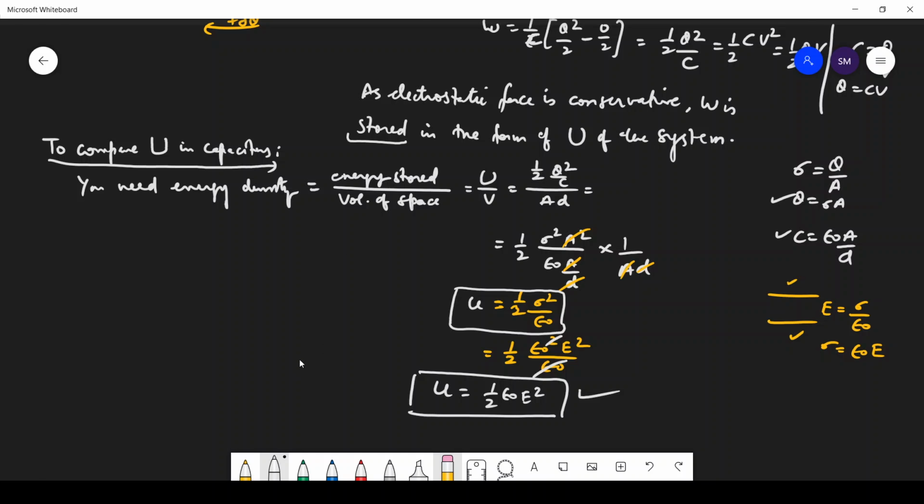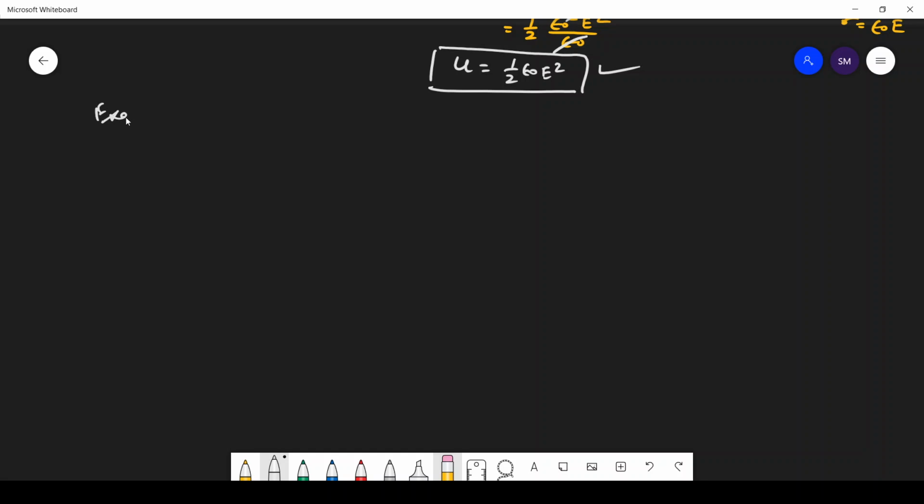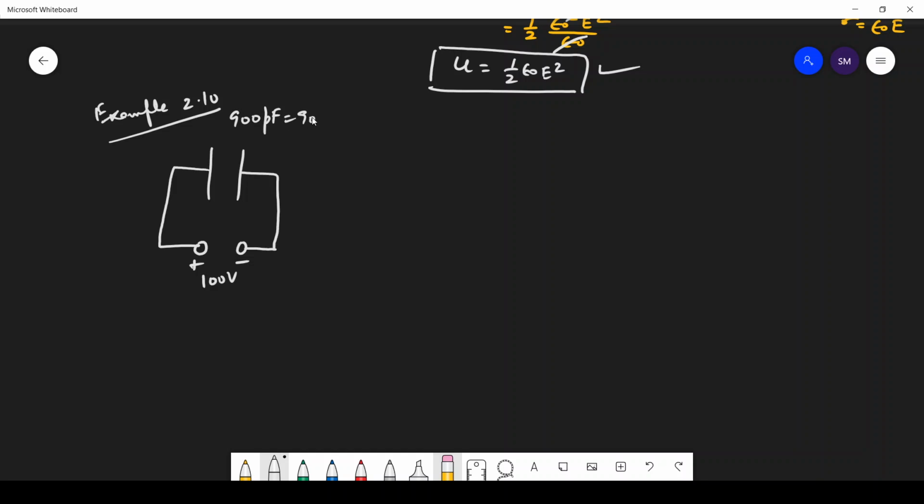Now let us do an example based on this concept. That is the last example, 2.10. So we have a 900 picofarad capacitor and it is charged by a 100 volt battery. Very good question from examination point of view. So we have this battery over here, 100 volt. This is going to charge this capacitor, and this is 900 picofarad, means 900 into 10 to the power minus 12 farad is the capacitance of this capacitor.